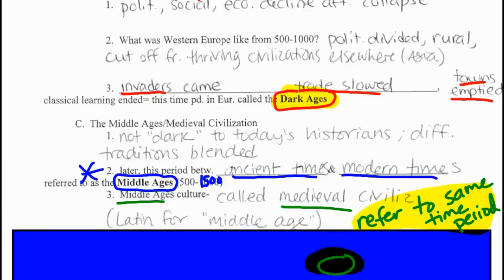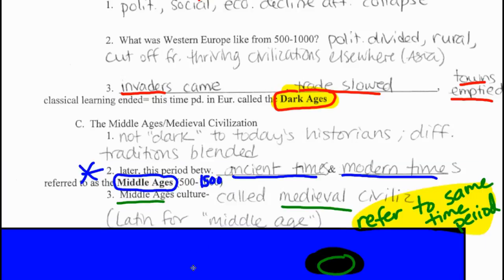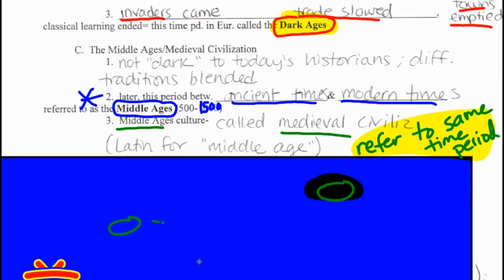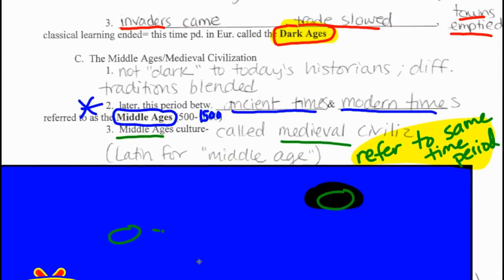So for 2 and 3 in this section, you should check your fill-ins. The Middle Ages and medieval civilization are referring to the same time period. See how I highlighted that to the right? Those are interchangeable terms for this time period. In modern times, for number 2, is not considered 2016. It's around 1500.